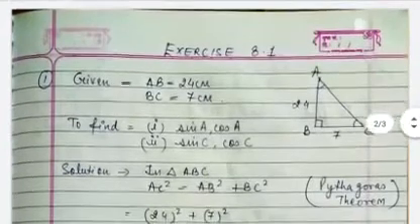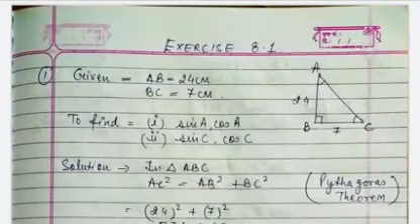Starting with exercise 8.1, question number 1. In a right angle triangle ABC, right angled at B, the value of AB is 24, BC is 7 cm. Determine the value of sin A, cos A, sin C, cos C.